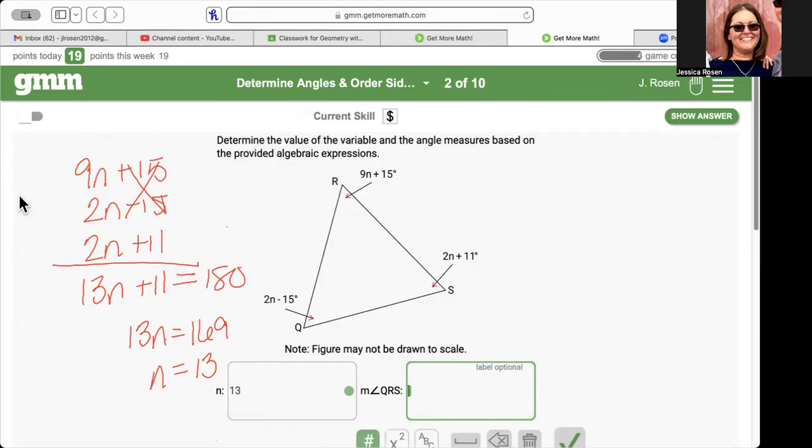Then we're going to go QRS. So instead of having to trace, if you remember when we talked about this way back in the beginning of the school year, the R is the angle in the middle, so that's where we're looking. So R is going to be this one. So I'm just going to go 9 times 13 plus 15 and just put that in my calculator. And that gets me 132. And let's type that in.